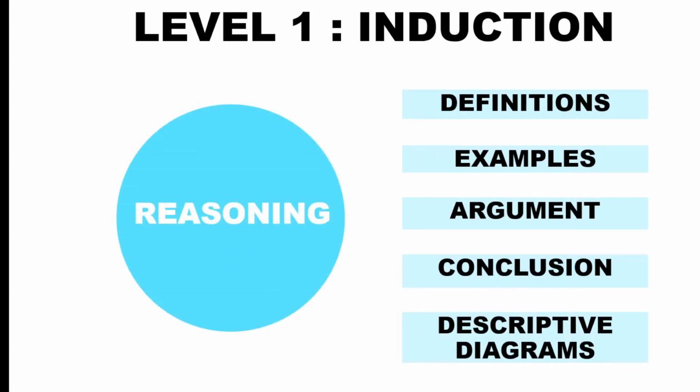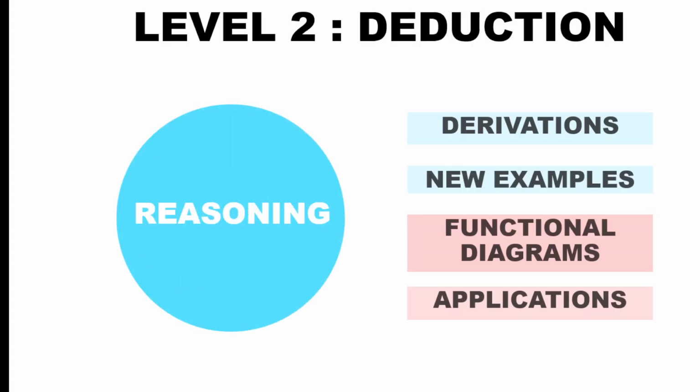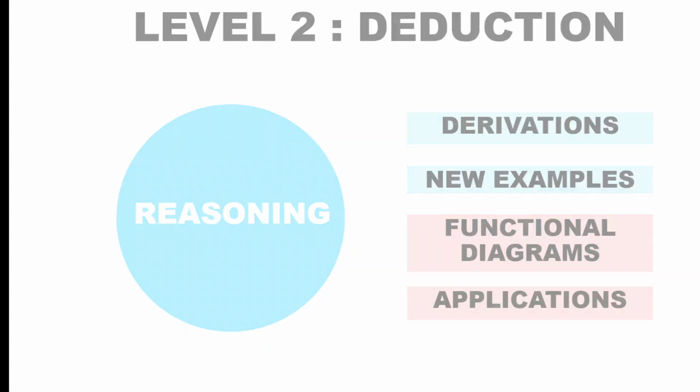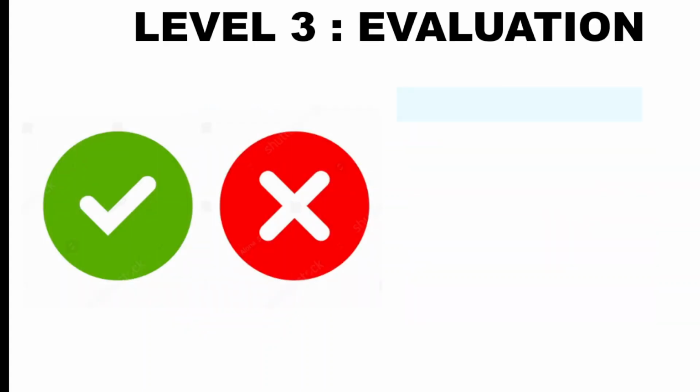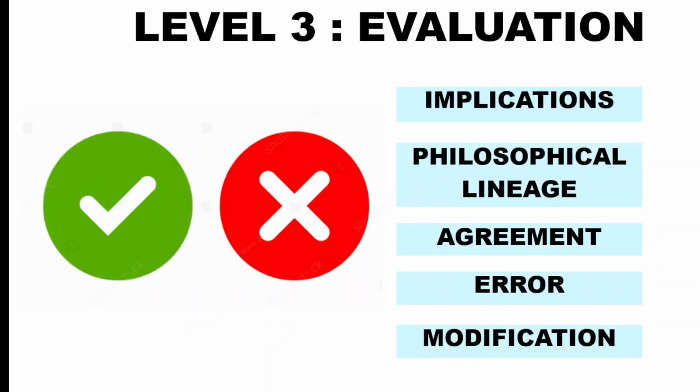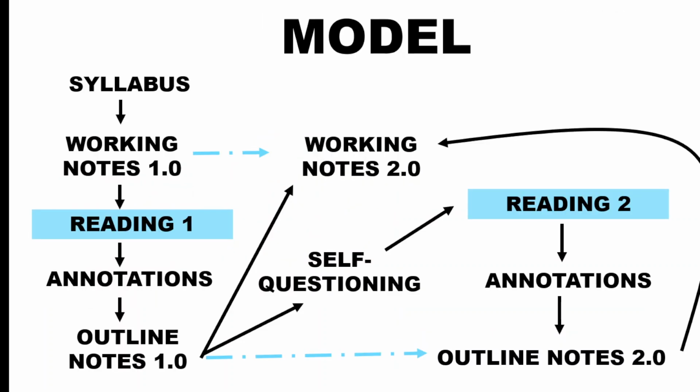Then you go through reasoning, and reasoning covers definitions, examples, arguments, stuff like that. Then deduction. Basically, it's reasoning about derivations, new examples, diagrams you can form, and applications of your theories. And then evaluation. Basically, you have to cover implications, philosophical lineage, agreement, error, and new theory you form out of correction of the old theory. And yeah, this is what the model looks like. This is the end model of our notes.